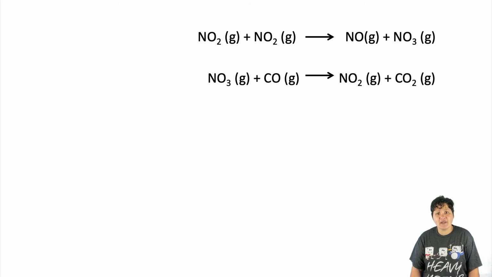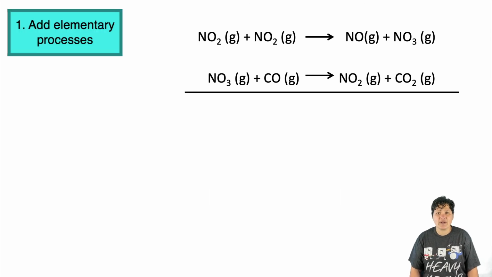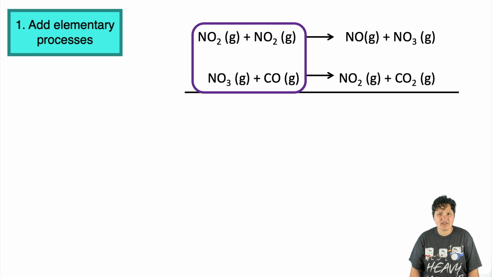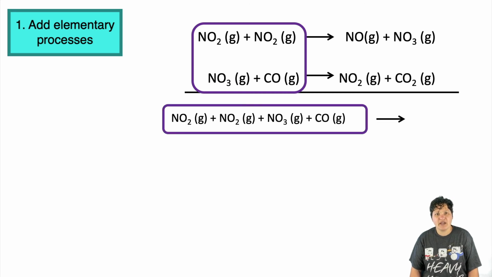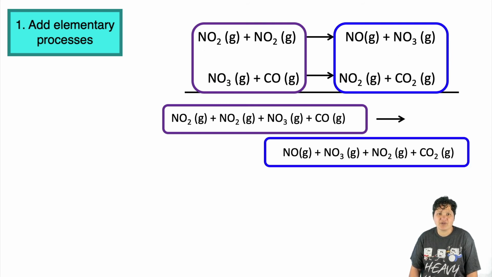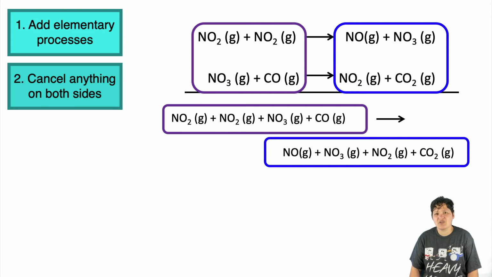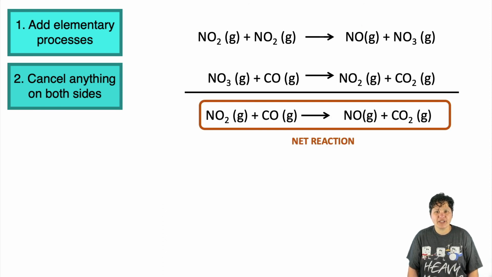Here we have two elementary processes, and the first thing we have to do is add them together. So how we're going to do that, we'll take everything that appears on the reactant side of each of the elementary processes, and we're going to put them all together. And then next, we're going to take everything that appears on the product side of each of our elementary processes, and we're going to put all of those together. Step 2 is to cancel anything that appears on both sides of the equation. So looking here, we have NO2, one of those cancels out, and we have an NO3 on each side as well. What we're left with is what we call the net reaction.